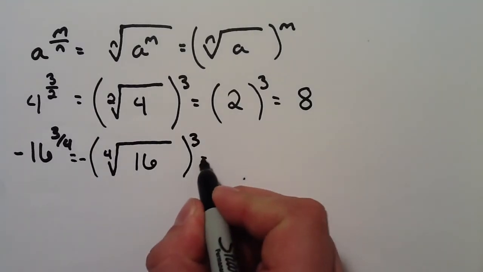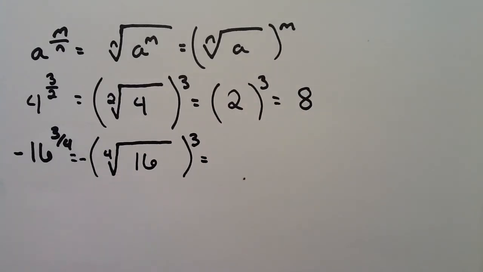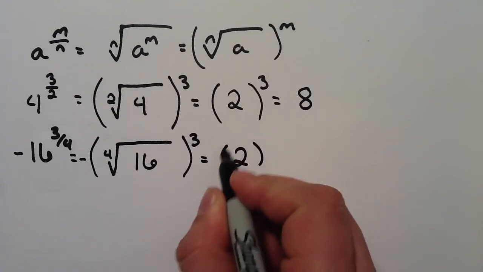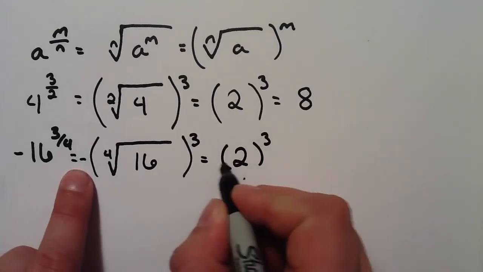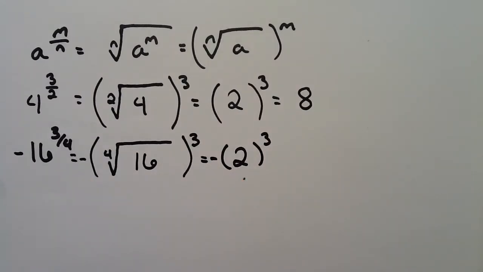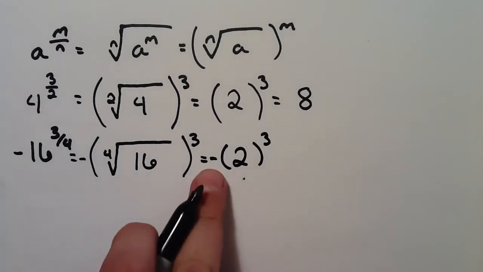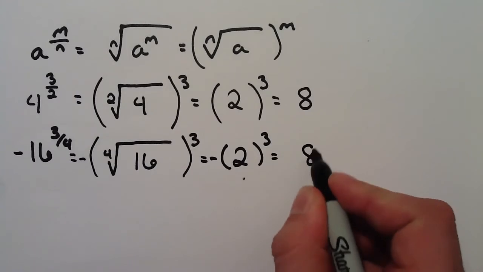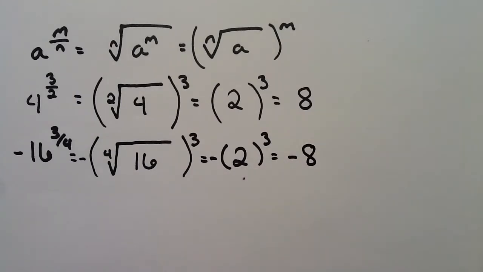Now we can break this down. The 4th root of 16 is going to give us a 2. We still have to carry over the power and carry over that negative sign. Again, the negative sign is not taken to the 3rd power, so it's just 2 times 2 times 2, which is 8, and then we bring on over the negative sign. Now let's go over another example.